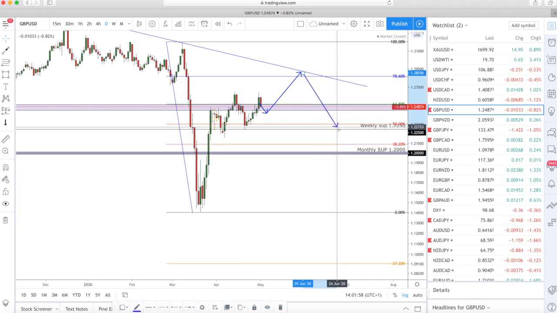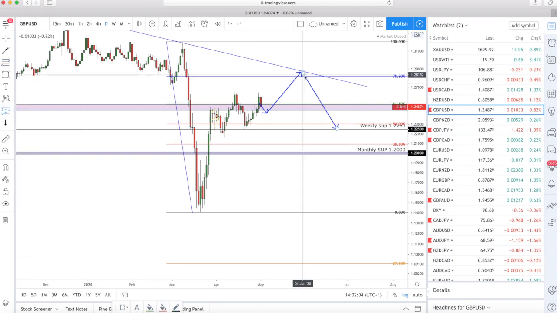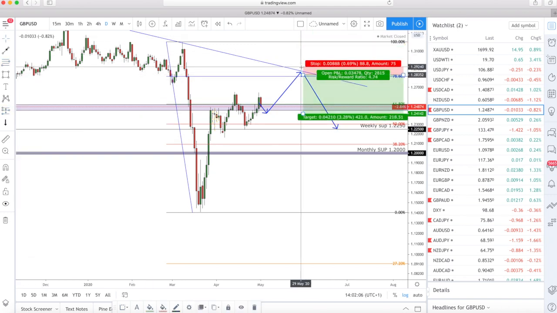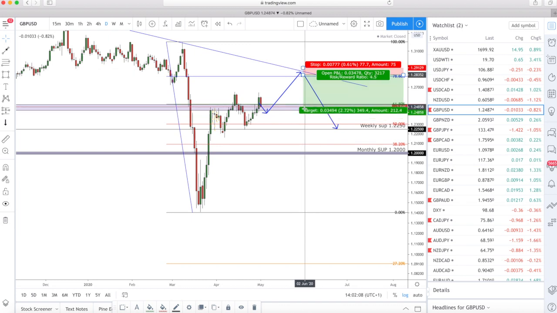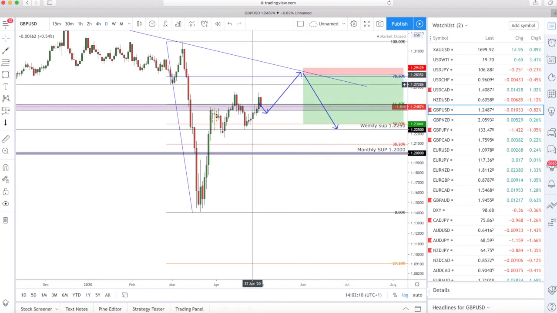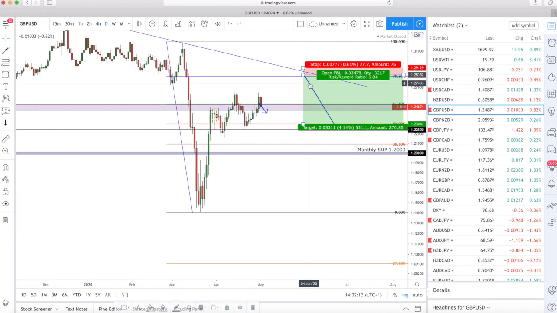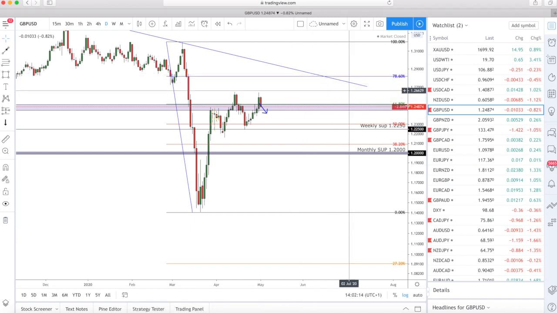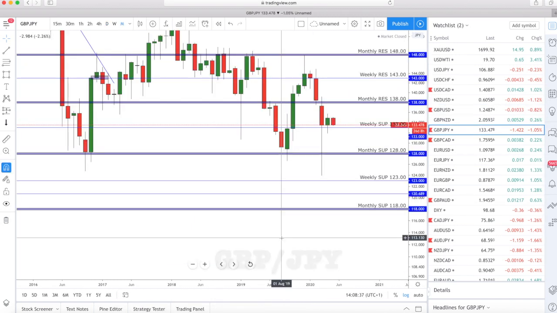First target would be a key level of weekly support, sorry. So looking at taking shorts from this area, nice 50 pip stop also, give you a nice 1 to 7 risk reward. So that's the setup I'm looking for. Cable. Right guys, so moving on to GJ.